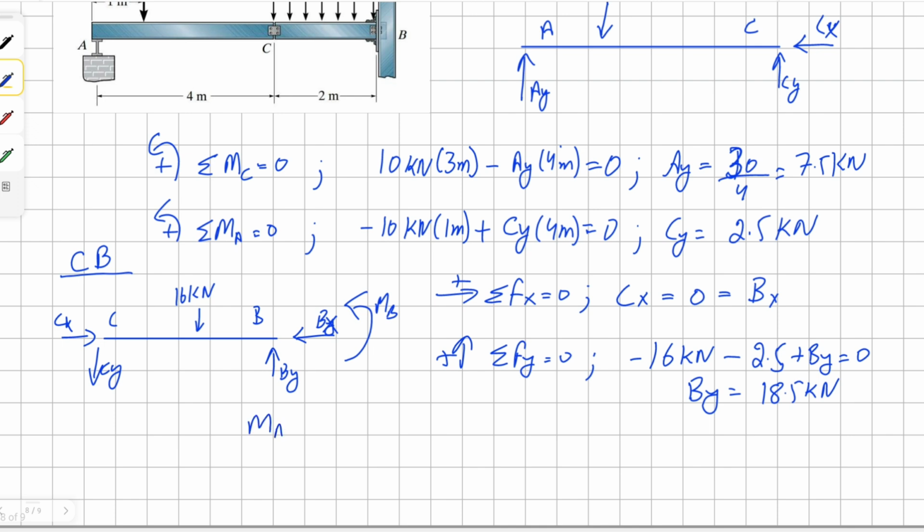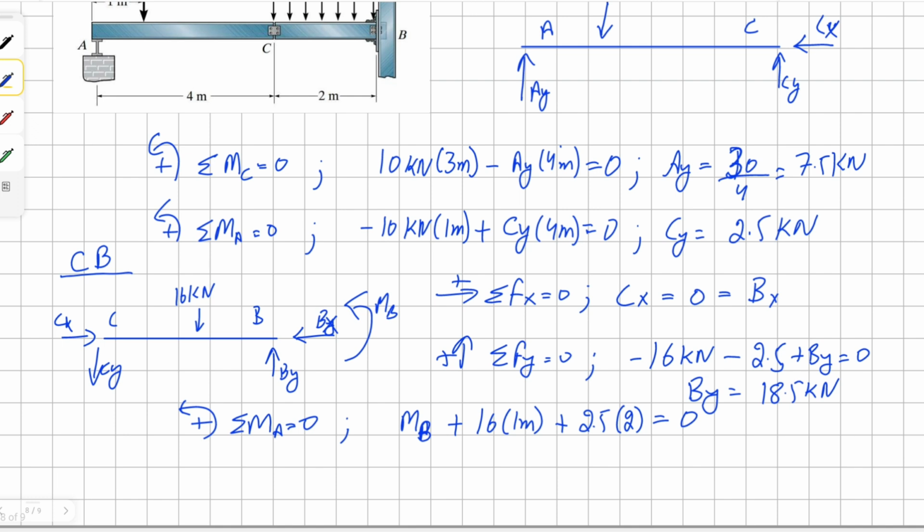For moment, we can take the moment about the point B. First of all, we know that there's going to be moment B at point B, and then we have a point load 16 that's going counterclockwise, and it's 1 meter away, and then we have our reaction force at Cy going counterclockwise as well, and it's 2.5, and it's 2 meters away, equals 0.